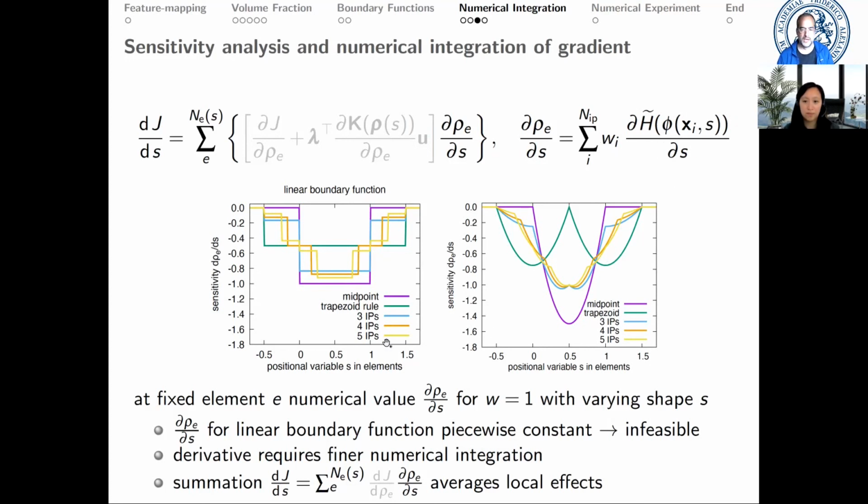which is easy in the numerical integration case because we have a weighted sum of the derivative of the shape functions. And what we see here is we fix the element, move the shape across the element, and we observe the derivative of the pseudo density with respect to the shape function. In the linear case, the derivatives are just the slopes. So we have a sum of weighted values of the slope, which is nothing we can make any continuous optimization with. We need to go to smoother boundary functions.